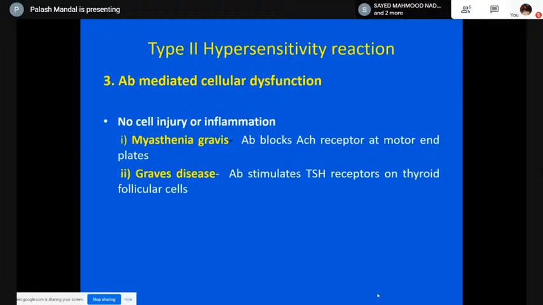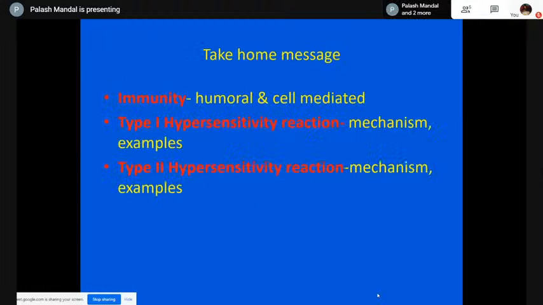It is an autoimmune reaction where the antibody wrongfully stimulates the TSH receptors on the thyroid follicular cells to produce more of these hormones, leading to a condition known as Graves' disease or thyrotoxicosis. So these are the examples of type 2 hypersensitivity reaction. We have discussed today type 1 and type 2 hypersensitivity reactions.